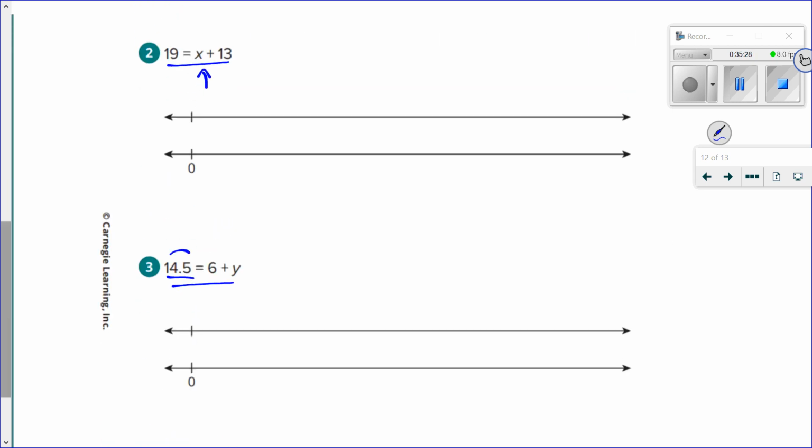Put this on the double number line. Notice we have a decimal. We haven't really done those yet. I will give you a hint. It may be helpful for you on this one to actually solve it before you put it on the double number line.